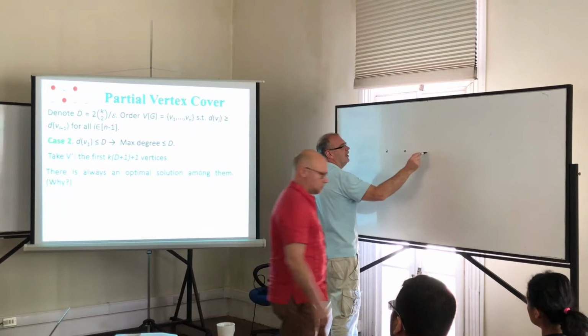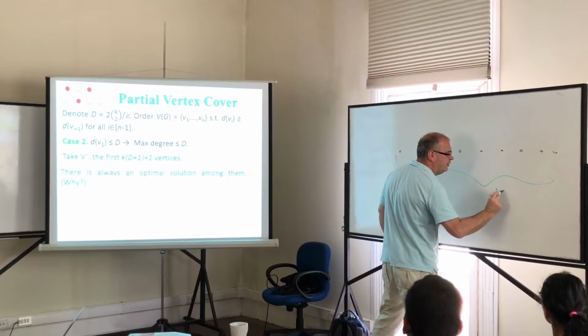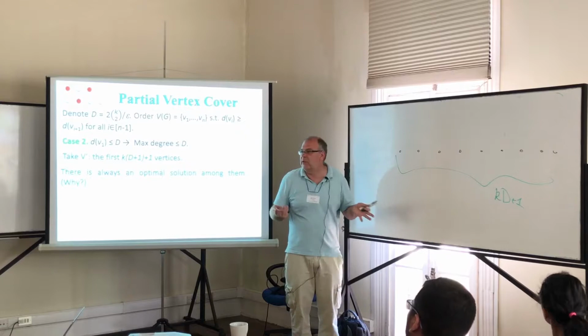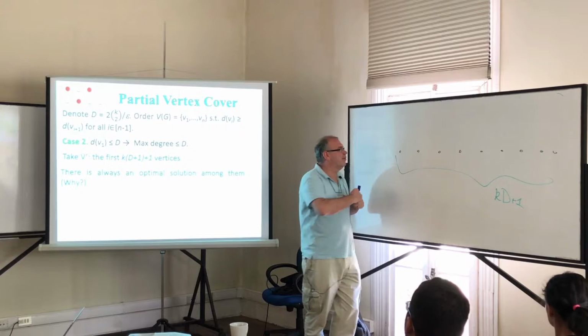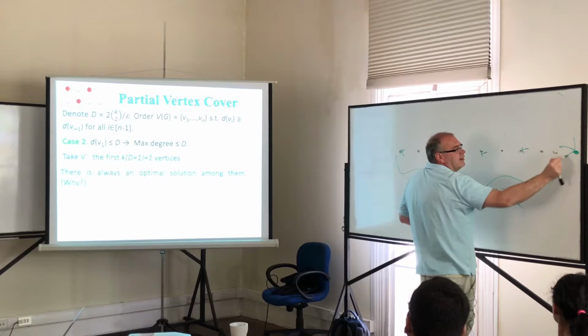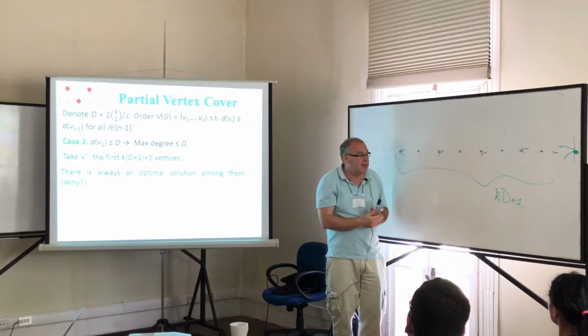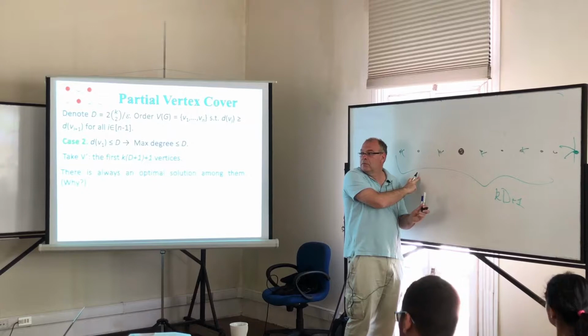I have an ordering of the vertices according to the degrees, and I'm taking these kd plus one vertices. Suppose that I take the solution which is the smallest lexicographically with respect to this ordering. So it lives somewhere, say here, here, here, here. And suppose that this solution has a vertex outside. So it covers some edges. But because the vertices are ordered according to degrees, and because I take so many vertices, there should be a vertex here which is not adjacent to any vertex from this solution. I'm looking only for k vertices, and I take too many of them.